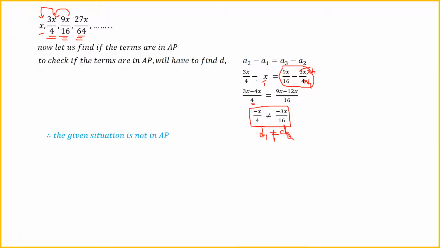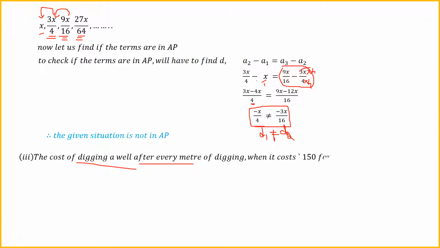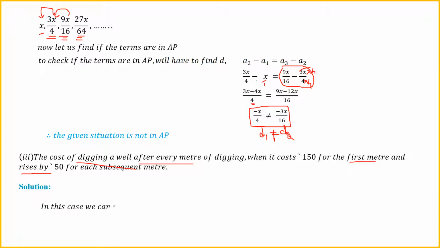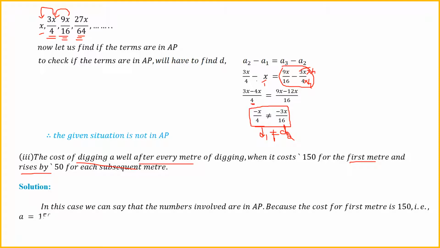Coming to the next question: the cost of digging a well after every meter of digging, when it costs 150 for the first meter and rises by 50 for each subsequent meter. In this case, we can say that the numbers involved are in AP. What's the reason? Because the cost for the first meter is 150, so the value of A is 150, and every next meter rises by 50, that is D equals 50.